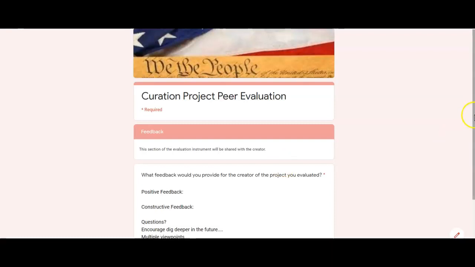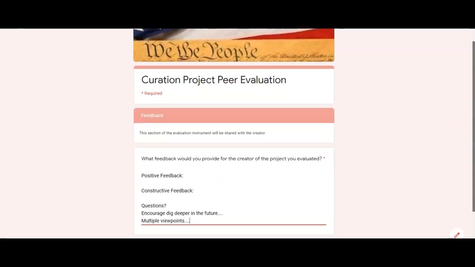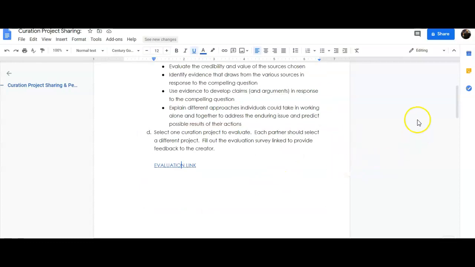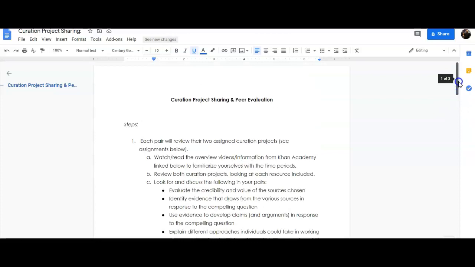Maybe you are aware of another source, or maybe you thought, this source is great, but it might be a little difficult for 4th graders or 5th graders. Have you considered such and such? Give them a little bit of feedback and then go ahead and submit. Again, this will be shared with the student as some helpful tips as we go forward.